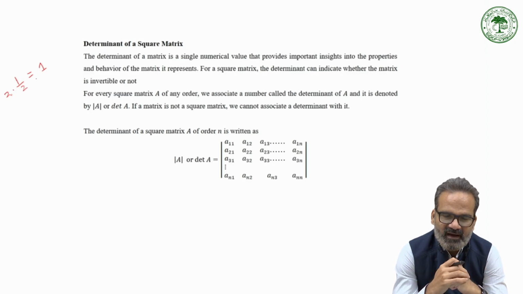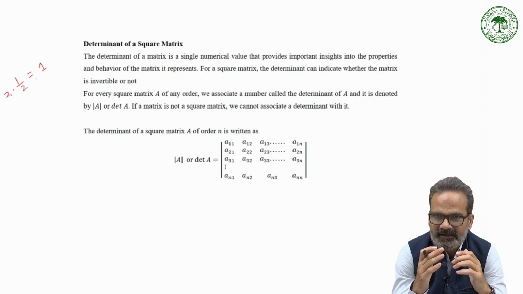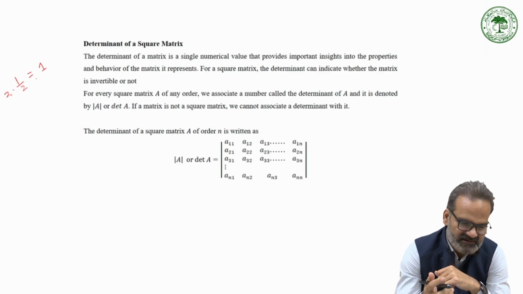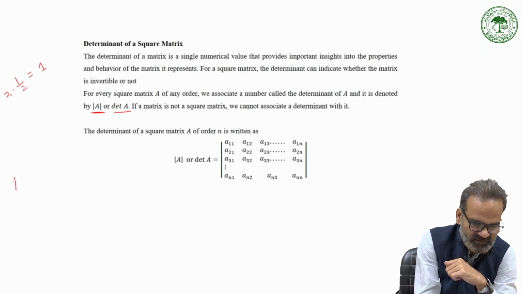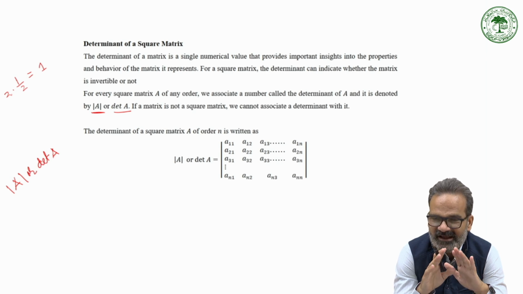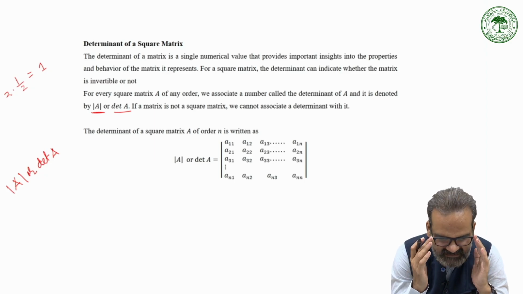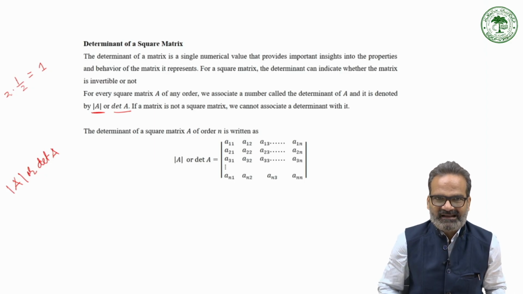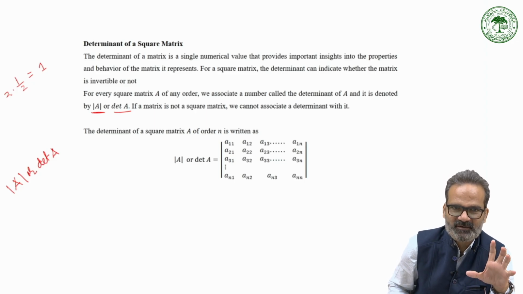So for every square matrix A of any order, we associate a number called the determinant of A, and it is denoted by either this notation or this. Determinant of A we will denote like this or like this, right? If a matrix is not a square matrix, we cannot associate a determinant with it. So what does it mean? It means only square matrices are characterized with the help of the new notion which is known as determinant, right?